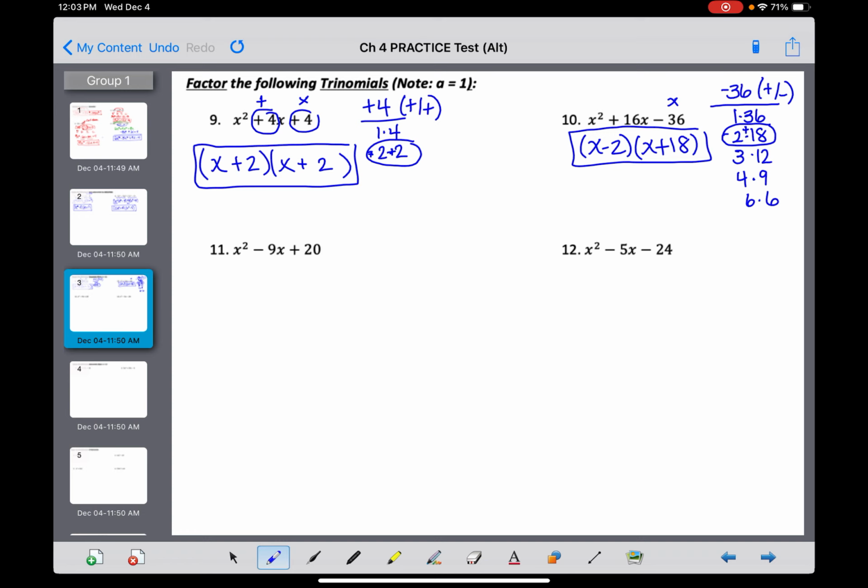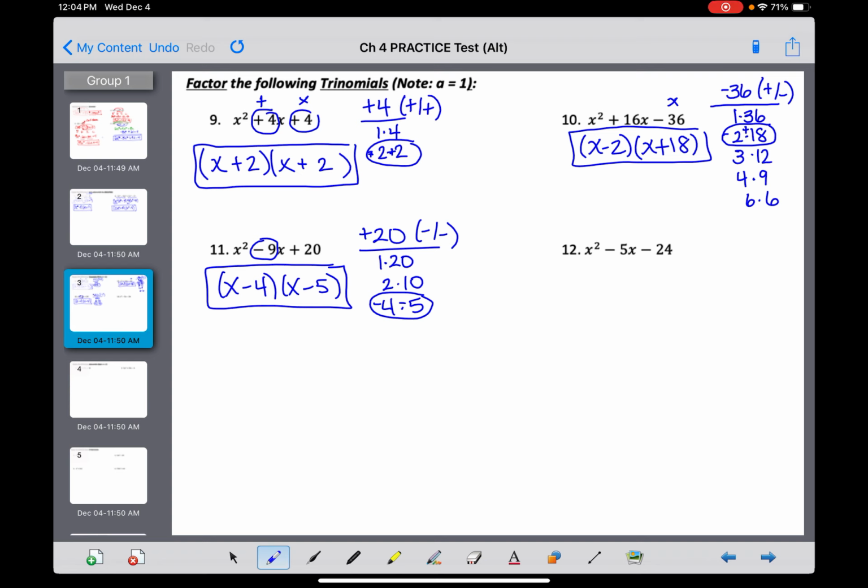In number 11, I am looking for a pair of numbers that multiplies to make positive 20, so same sign, and adds to make negative 9, so both negatives. Ways to make 20 are 1 times 20, 2 times 10, and 4 times 5. I want them to add to make a negative 9. So it has to be the negative 4, negative 5. So I write x minus 4, x minus 5, and factoring complete.